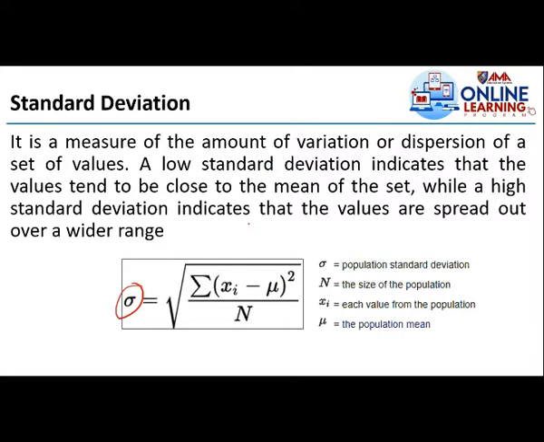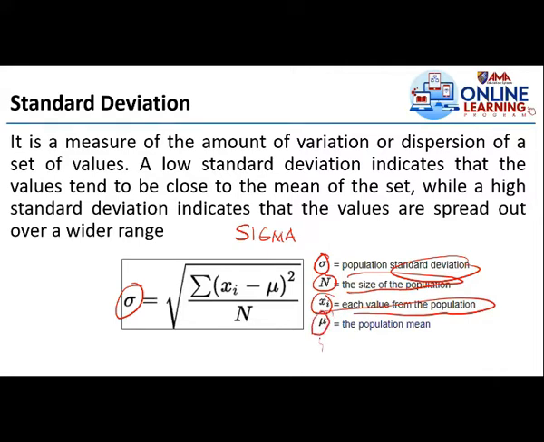Sigma. This is the sigma notation. The lowercase sigma is the standard deviation. The n is the size of the population. The x sub i is the value, x sub 1, x sub 2, x sub 3, in the population. And this is mu, how it is pronounced. It is spelled out like this, m-u, but pronounced as mu. Okay?